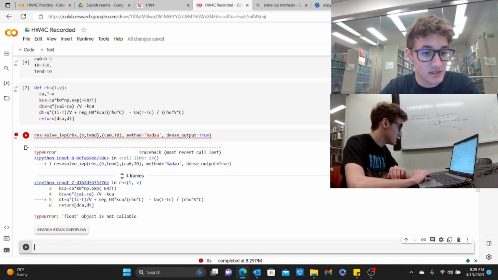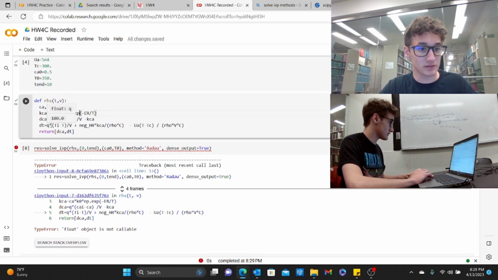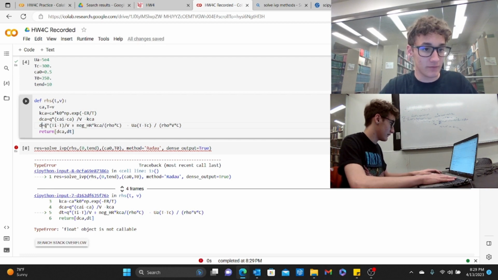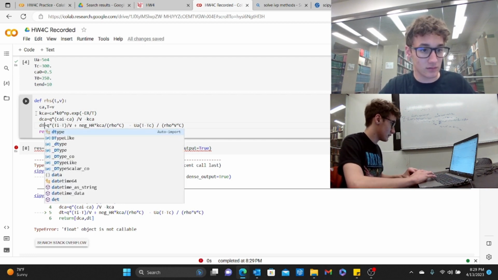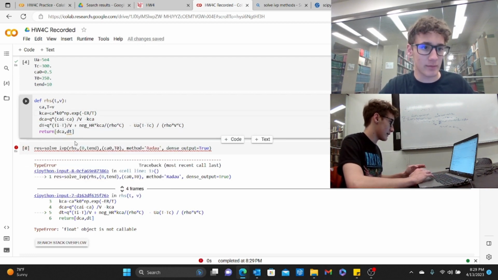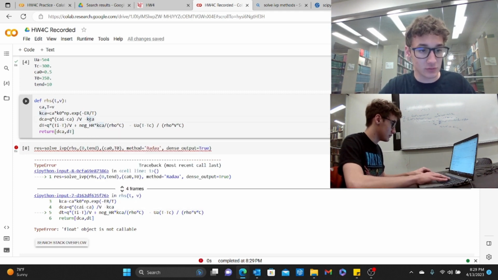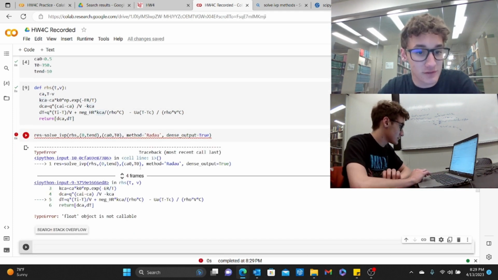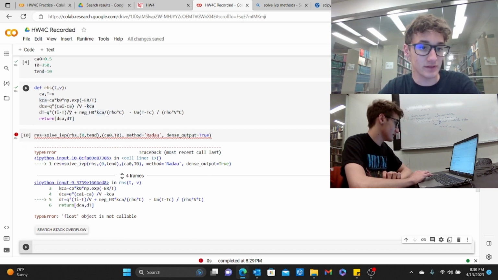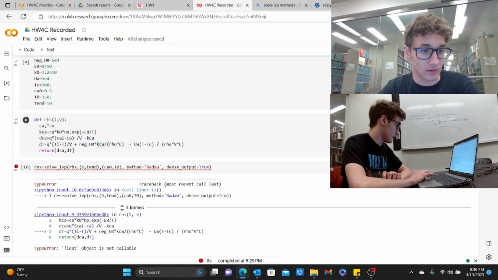So now it's on to DT. It says float object is not callable. So let's go through this. So we have DT. Maybe if I make this an uppercase DT, that way it doesn't have any issues with maybe if we're using time as a function. So DT. I'm willing to bet that's not the issue, but we can try it. So it says float object is not callable, which means something in here is not working.